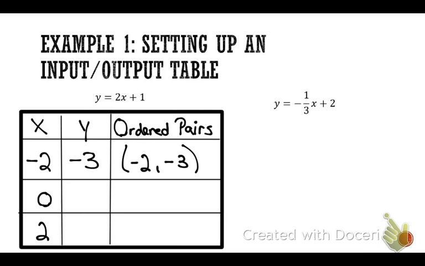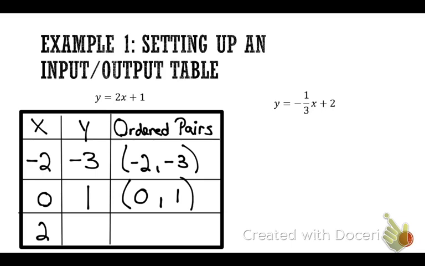Okay, so now let's do it with 0. Plug in 0. What's 2 times 0? 0. Plus 1? 1. So my second ordered pair is 0, 1. If I plug in 0 into the equation for x and 1 for y, both sides are going to equal.